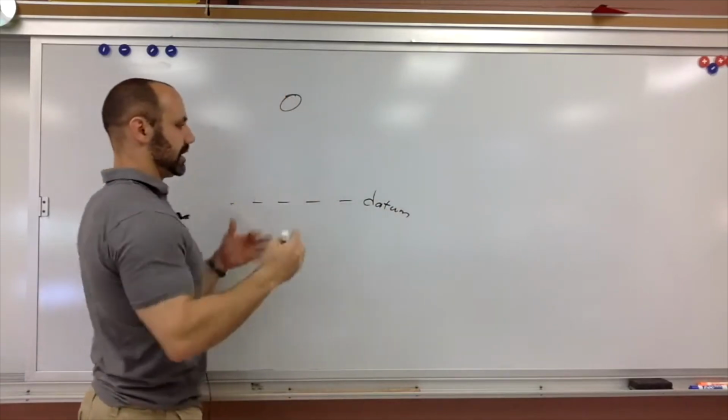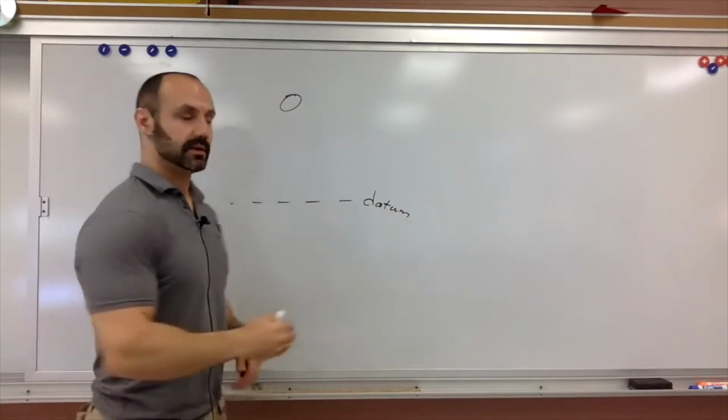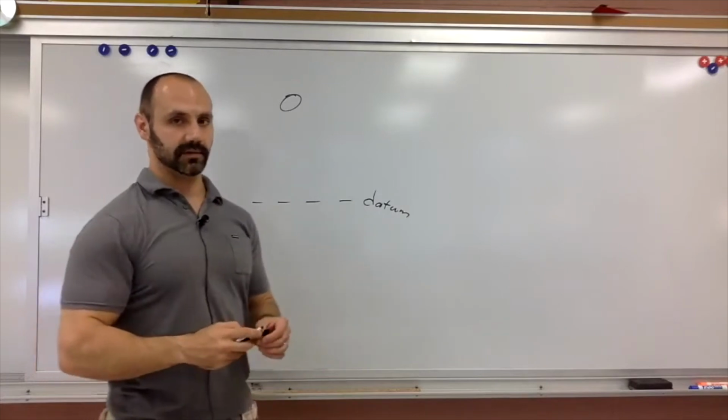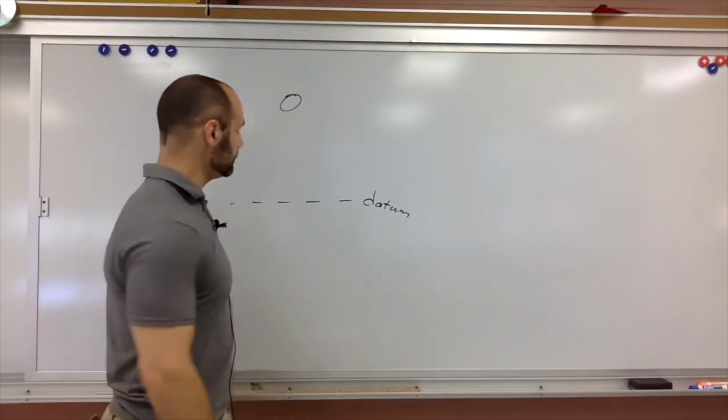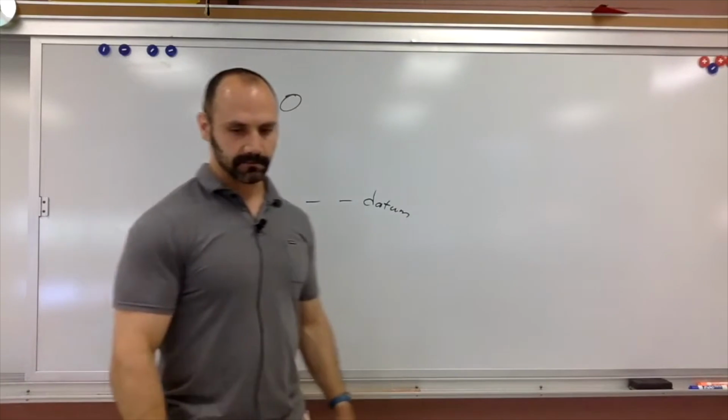If we're above that, then we have positive gravitational potential energy. If we're below that, then we have negative gravitational potential energy. All right, so that's what the datum is.